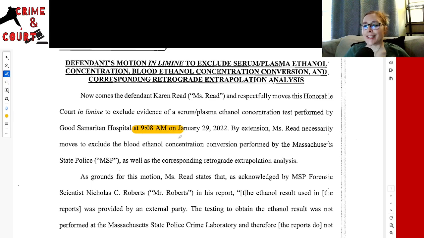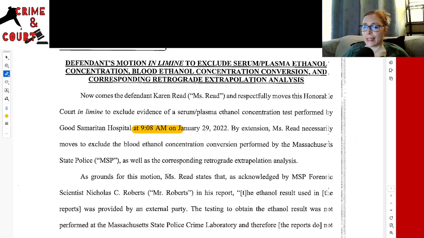So they took her blood at 9:08 a.m. John was found at 6:00 or I think it was like 6:03, 6:04 in the morning. And Karen dropped him off at sometime after midnight. So we're talking hours later.